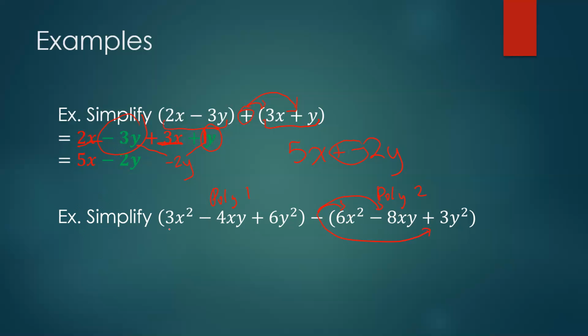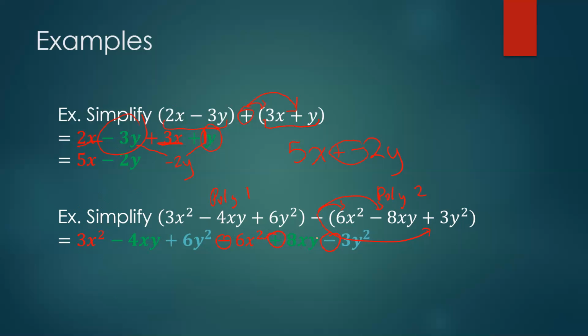So we have 3x squared minus 4xy plus 6y squared. We're simply going to change the sign of the second polynomial there. So we have in our next line 3x squared minus 4xy plus 6y squared. And then we are simply going to change the sign here. It's going to be minus 6x squared. And then instead of subtracting 8xy, I'm going to be adding 8xy. So I simply just change the sign here. And the last one, I was supposed to be adding 3y squared, but now I'm going to do the opposite. I'm going to subtract 3y squared.